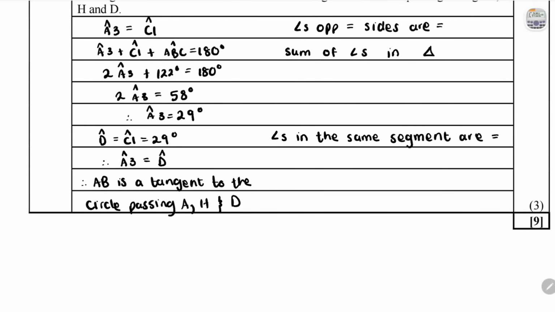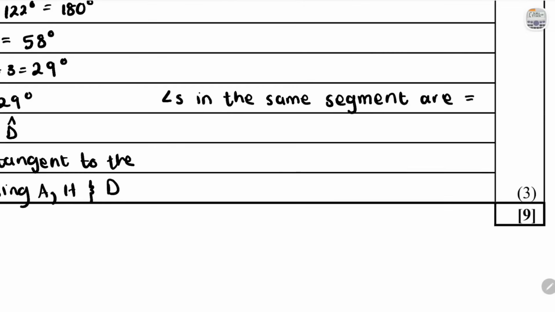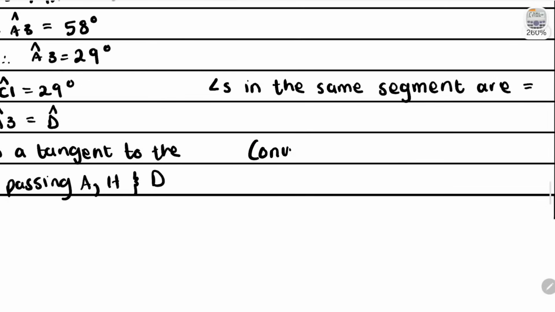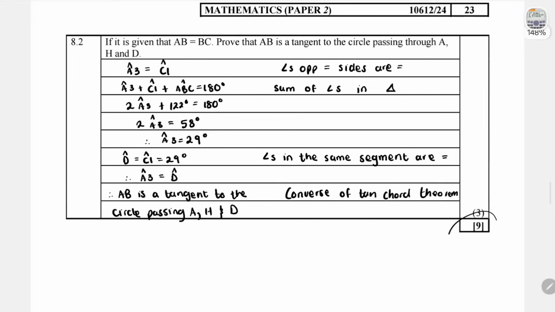Now, we didn't use the tan chord theorem to prove this. We just showed them that the tan chord theorem is valid here. Okay, so we were able to show them that the angle between the tangent and that chord was equal to the angle supported by that same chord. Okay, that's the whole point of this. So the reason would be the converse of the tan chord theorem. And that is our answer. And that is it for question 8.